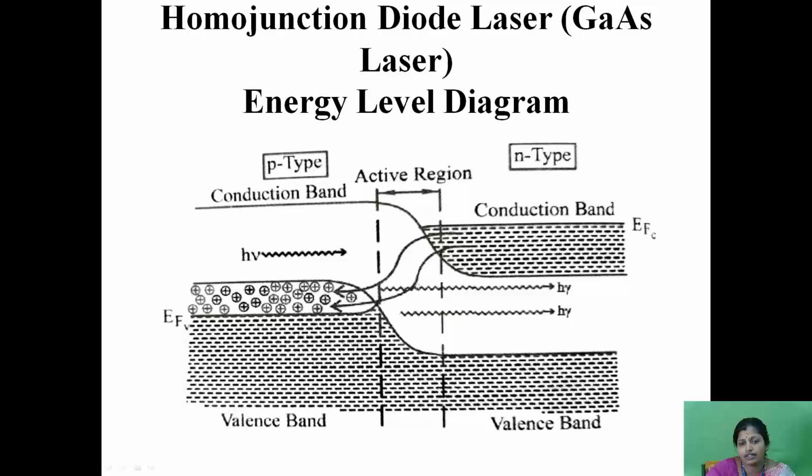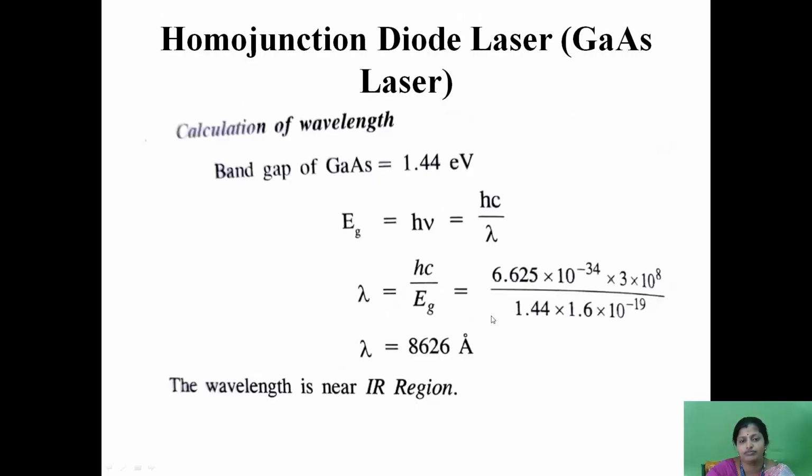Recombination of electrons and holes produces laser beams. The region in between the gap is the active region. Pumping action is produced, so N2 is greater than N1 and population inversion is achieved. This is the stimulated emission process, and the laser beams are produced.